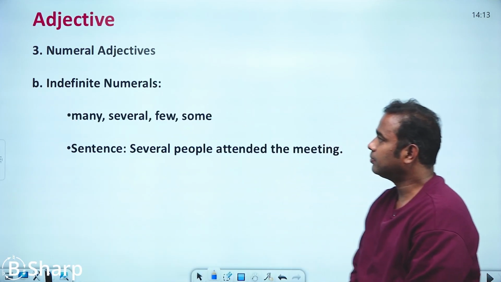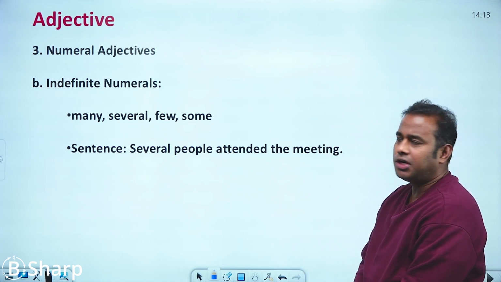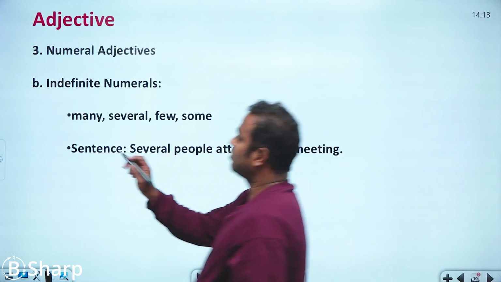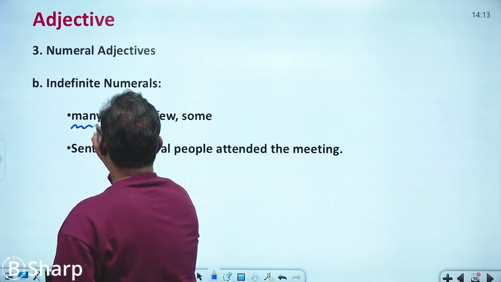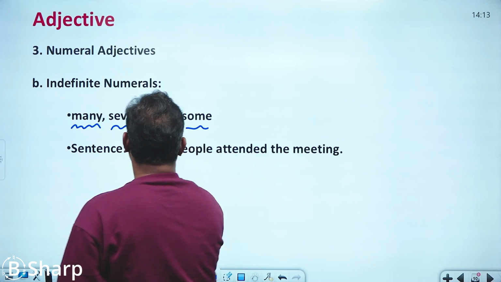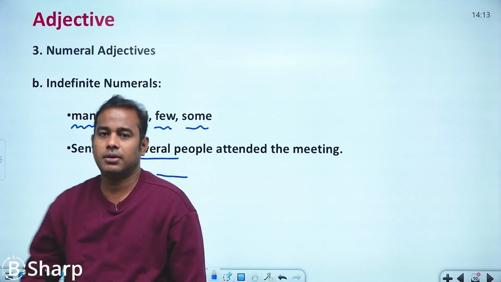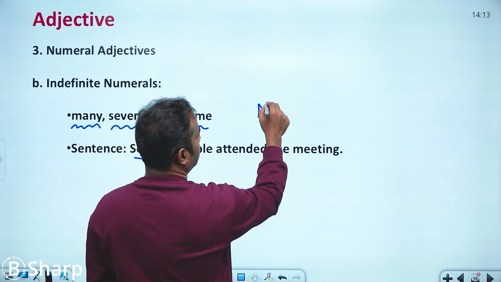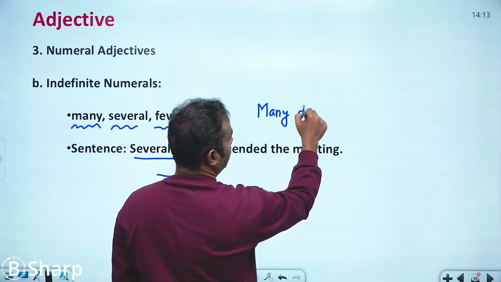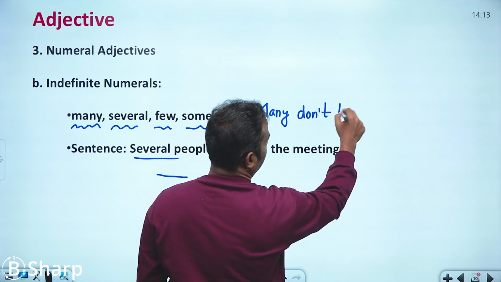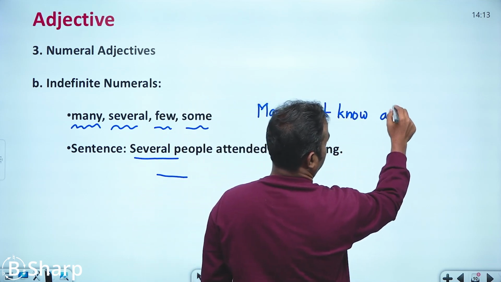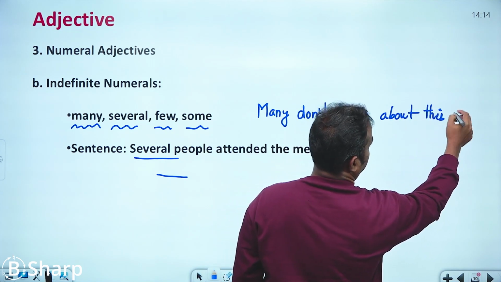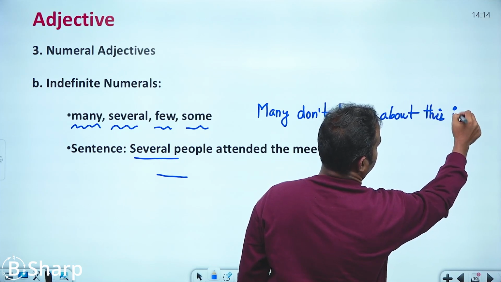Then indefinite numerals. Indefinite numerals means you don't know the exact quantity. That time we use indefinite numerals. Here you can see many, several, few, some. Several people attended the meeting. Then, many don't know about this incident.